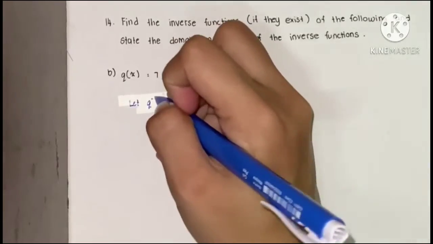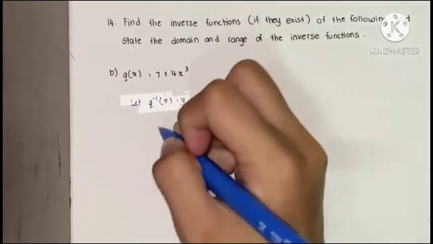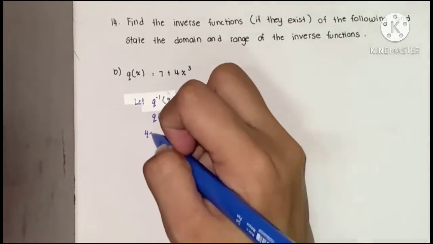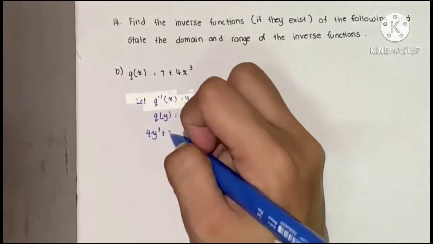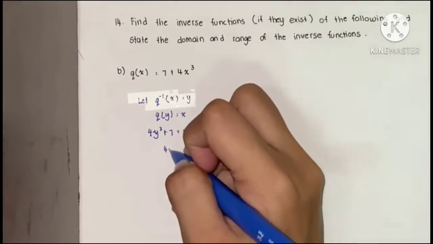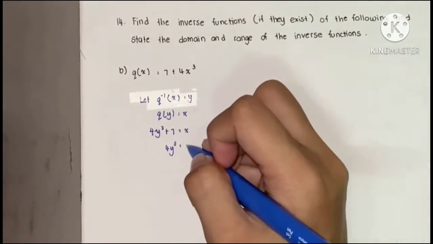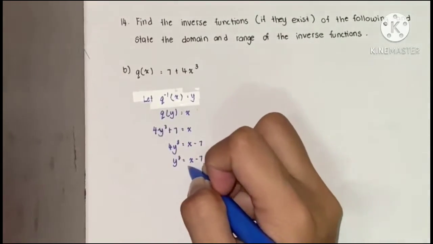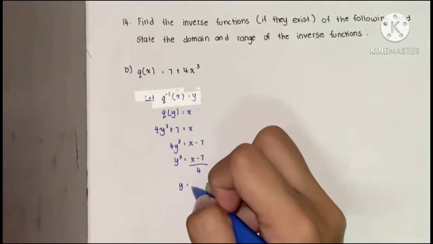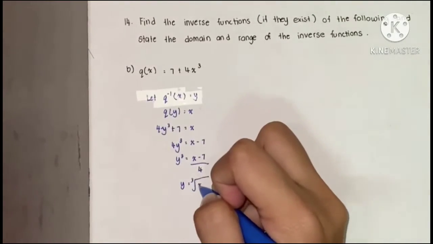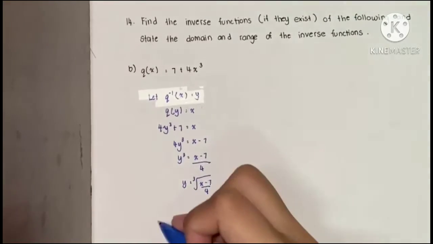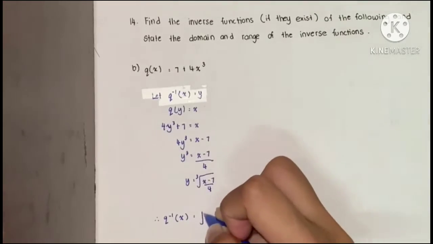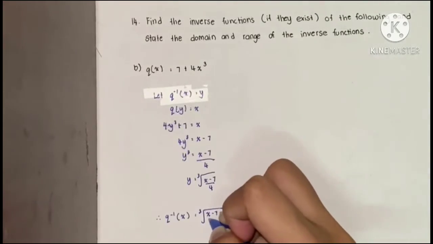So let the inverse function of q(x) equal y, so q(y) equals x. The equation for q(y) is 4y cubed plus 7 equals x. We need to find the value of y, so 4y cubed equals x minus 7. Y cubed equals (x minus 7) over 4. Y equals the cube root of (x minus 7) over 4. So the equation for the inverse function of q(x) is the cube root of (x minus 7) over 4.